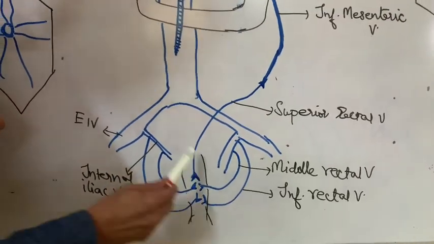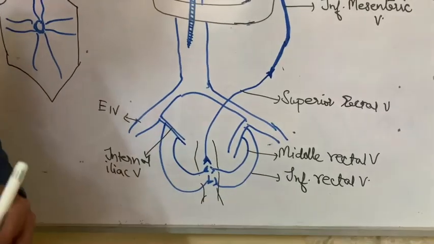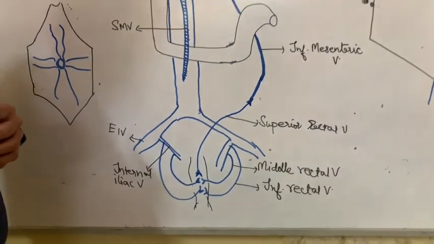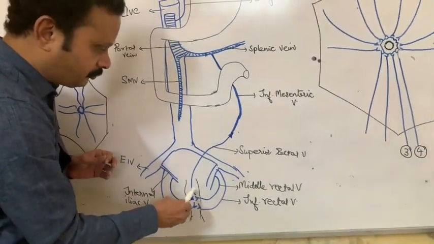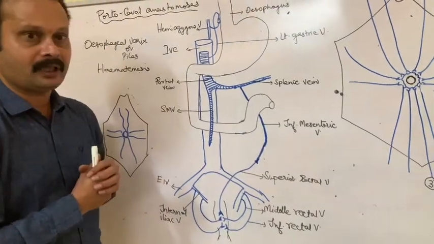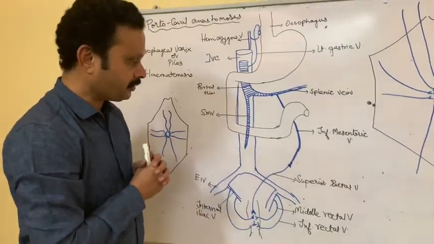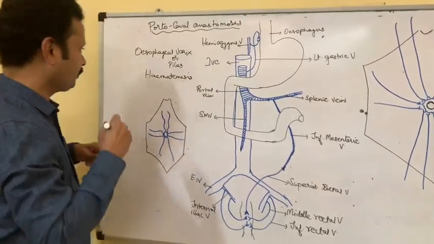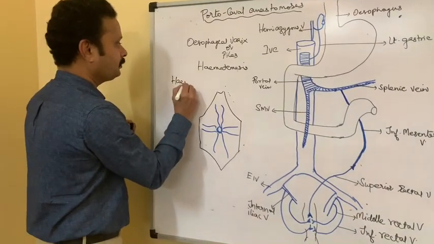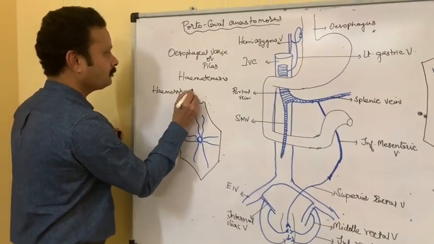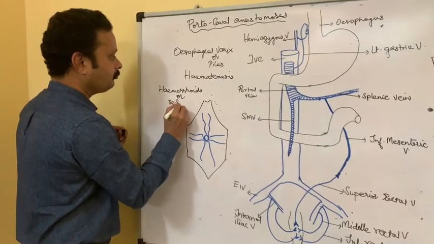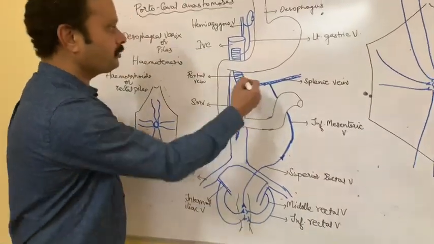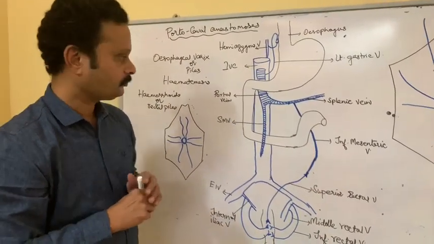All these anastomoses are close to the pectinate line of the anal canal, and when engorged, the radicals of the superior rectal vein, when there is increased portal obstruction, may rupture, resulting in rectal piles or hemorrhoids. This happens when there is rupture of this anastomosis due to the increased portal obstruction.